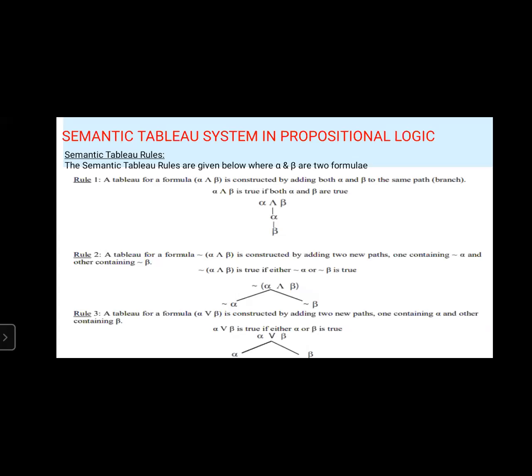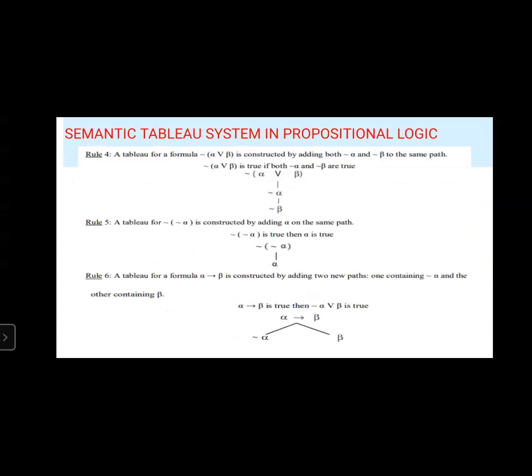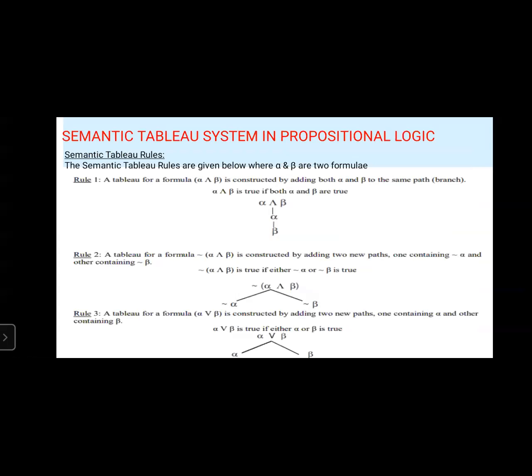Next, rule 3: a tableau for a formula alpha or beta is constructed by adding two new paths, one containing alpha and another containing beta. Alpha or beta is true if either alpha or beta is true. I can represent it like this: alpha or beta, alpha, beta.